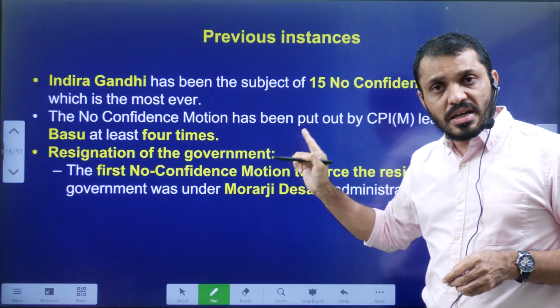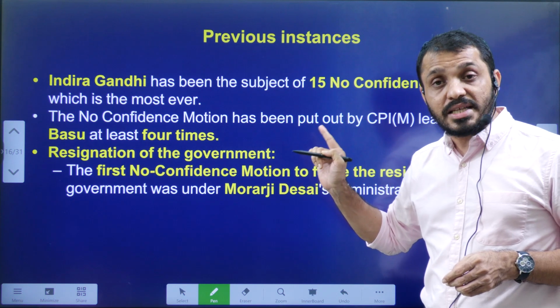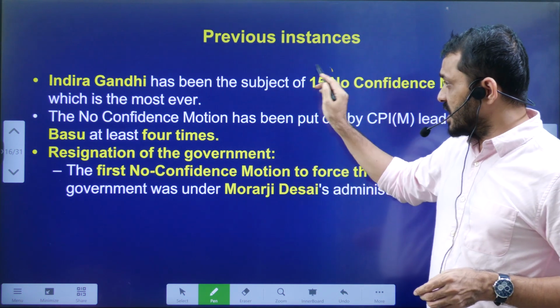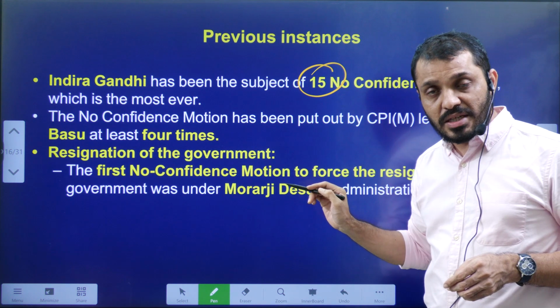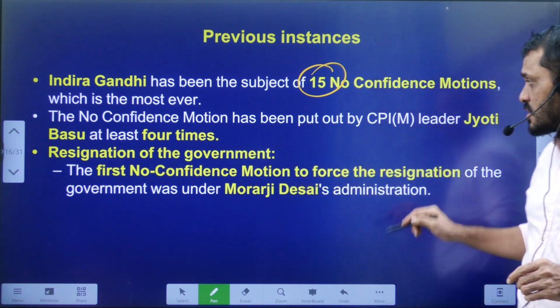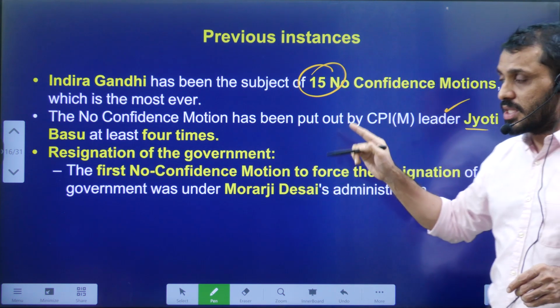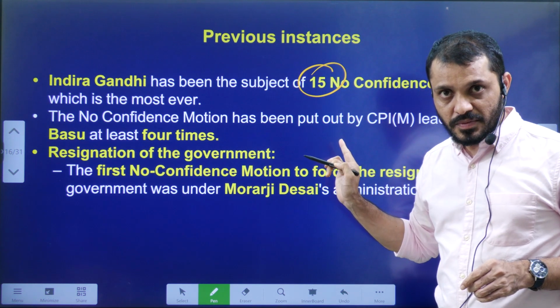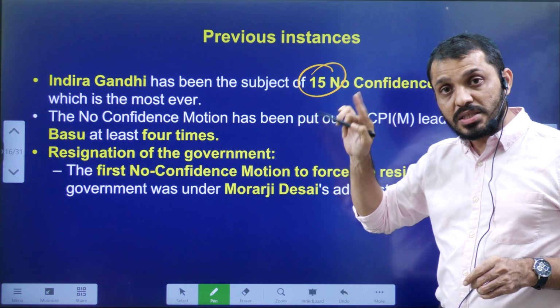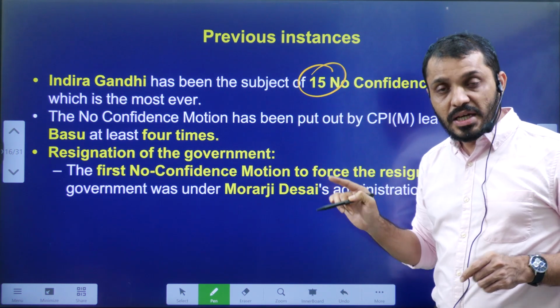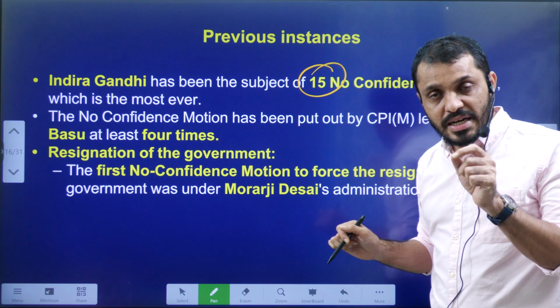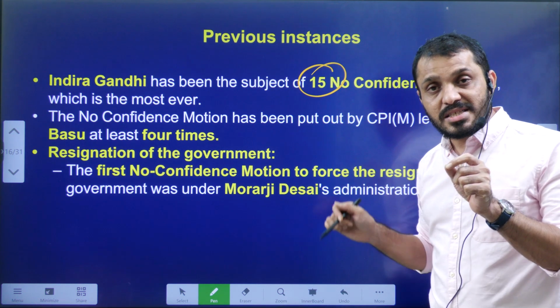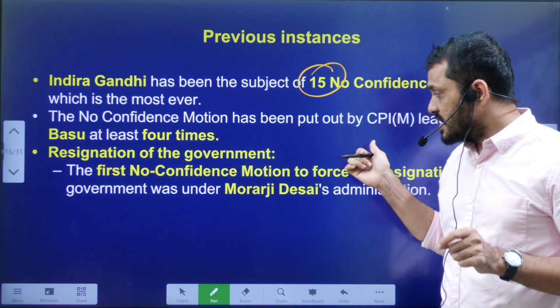In previous times, Indira Gandhi was the prime minister who faced the highest number of no confidence motions, 15 times. Out of these 15 times, 4 times it was introduced by the CPIM leader Jyoti Basu. CPIM, Communist Party of India, Marxist. Okay, it separated from the CPI, Communist Party of India. Recently, the Communist Party of India lost the national party status, whereas the Communist Party of India, Marxist, CPIM, is still a national party.